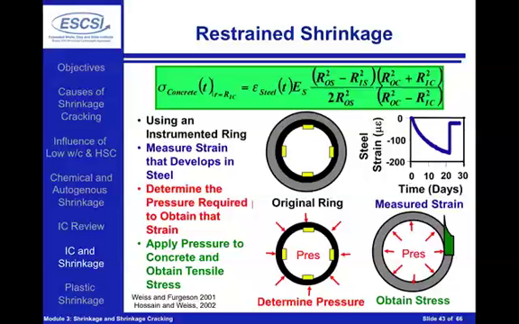The yellow represents strain gauges that are mounted on that steel, and the gray represents concrete that's placed around that steel ring. The idea here is the concrete wants to shrink and get smaller. If the concrete didn't have the steel inside, the concrete would simply shrink. The steel will restrain that shrinkage from taking place.